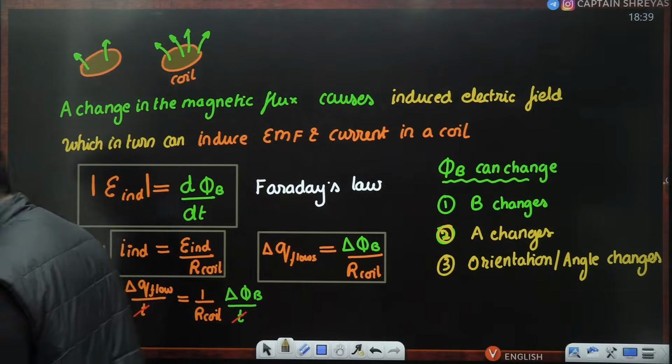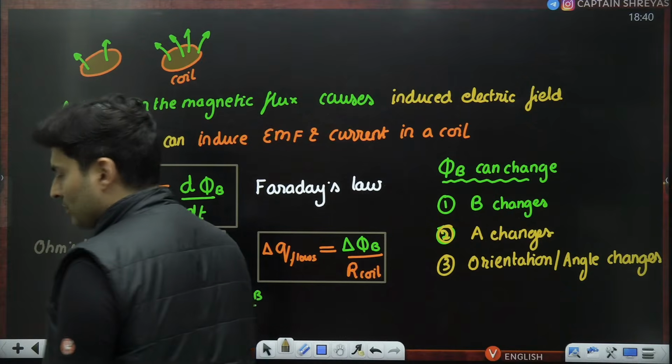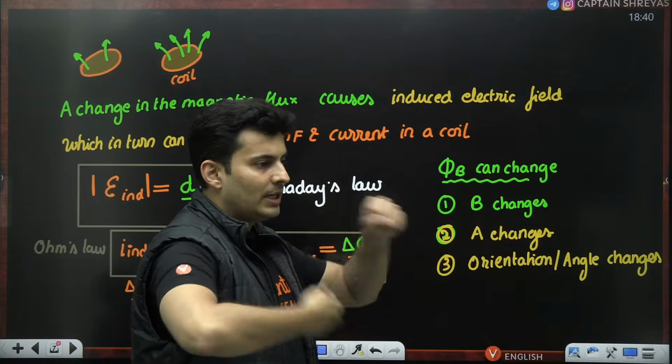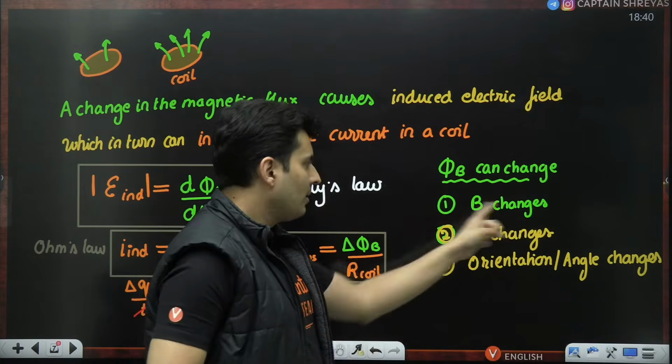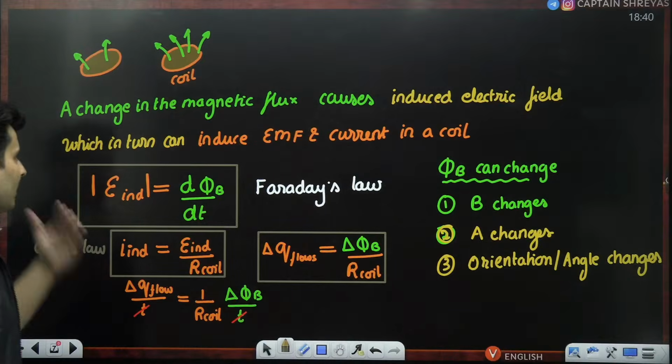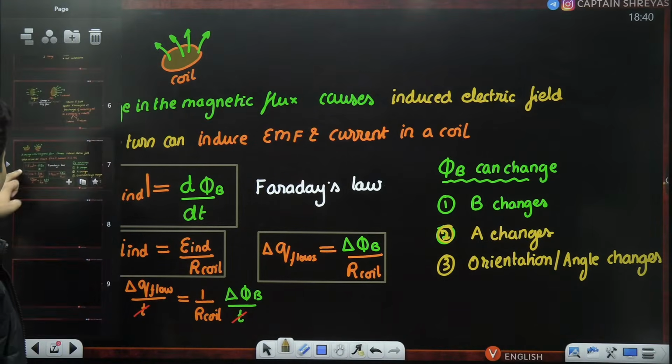Yep. If area is doubled, yes, the flux will change. Any of the things, area has been changed. Area has been doubled by increasing the turns. Magnetic field changes. Orientation angle changes. Anything will cause the flux to change.